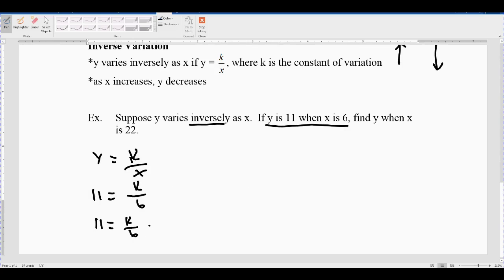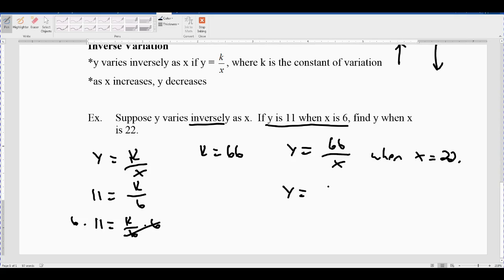Now the easiest way to solve this is to eliminate the denominator by multiplying by the LCD, which is 6. Multiply both sides. These cancel, and it leaves us with k equals 11 times 6, which is 66. What that means is that our equation becomes, instead of k over x, 66 over x. So now we can use this to find y when x is 22. All you do is take this equation and substitute x with the 22, and 66 divided by 22 is 3. So y equals 3 when x is 22. That's it.